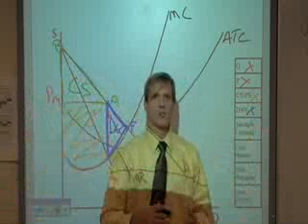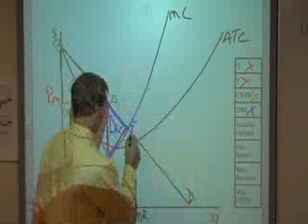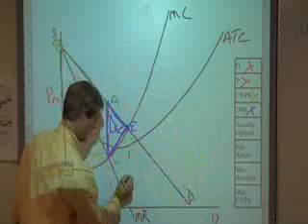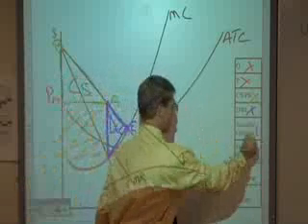Where's our socially optimal level? We just discussed that. Our socially optimal level takes into account our deadweight loss, because that's where we should be producing. And that is going to be production at point E. That's our socially optimal level.